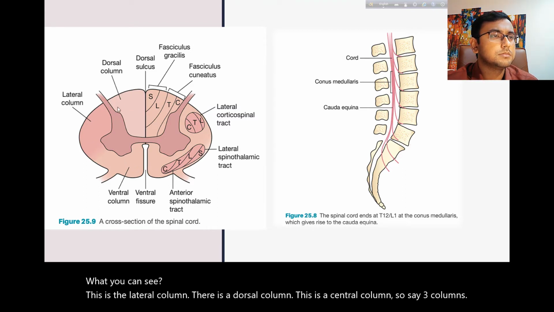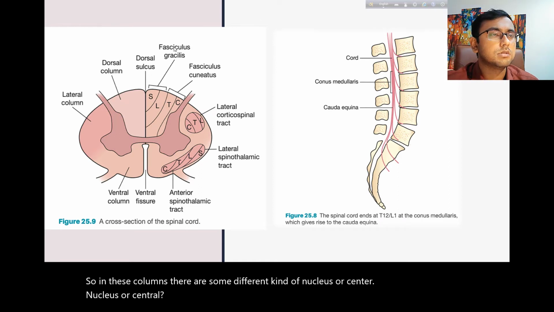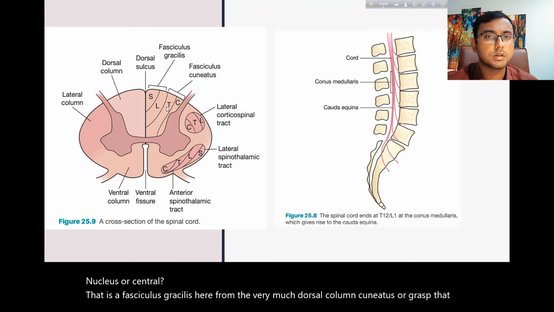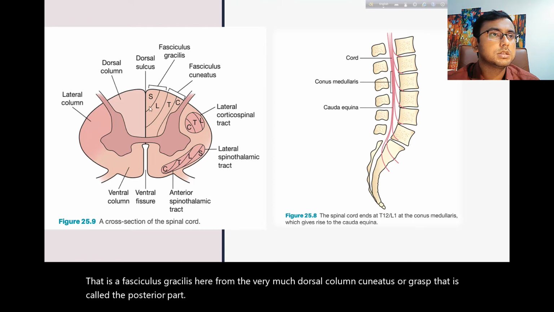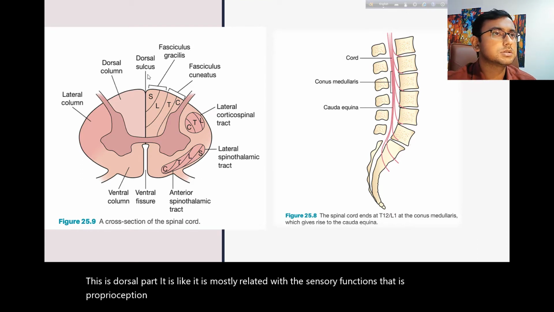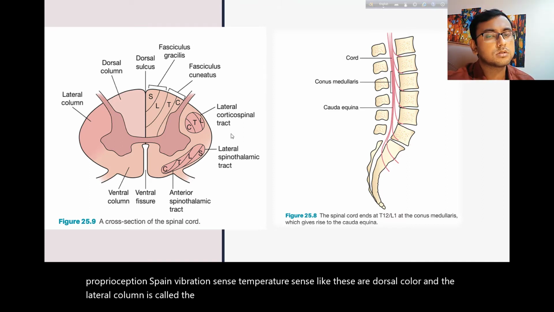In these columns there are different kinds of nuclei or centers, that is the fasciculus gracilis and cuneatus in the very dorsal column, which is the posterior part. The dorsal part is mostly related to sensory functions, that is proprioception, pain, vibration sense, and temperature sense. And the lateral column is called the corticospinal tract. This is also called the motor fibers.